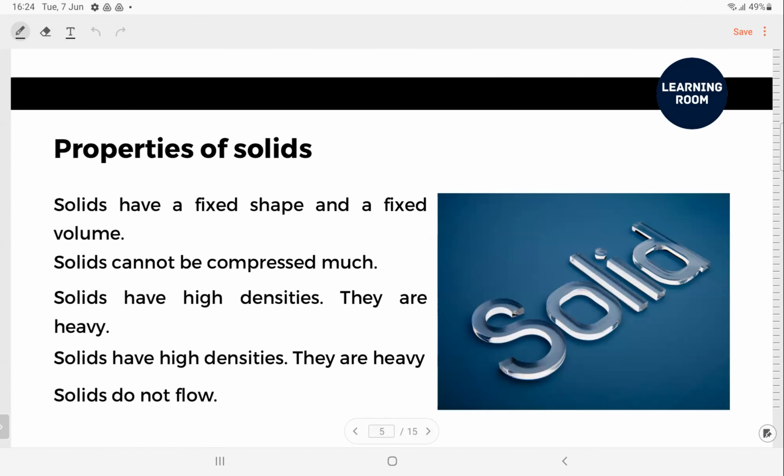Next one. Solids have fixed shape. Of course, they can't move from one place to another place, so they have a fixed shape. The second one is that a solid cannot be compressed. I can't compress it. Why? Exactly, the intermolecular space is very, very less. And solids have high densities. What do you mean by high densities? Density is equal to mass per unit volume.